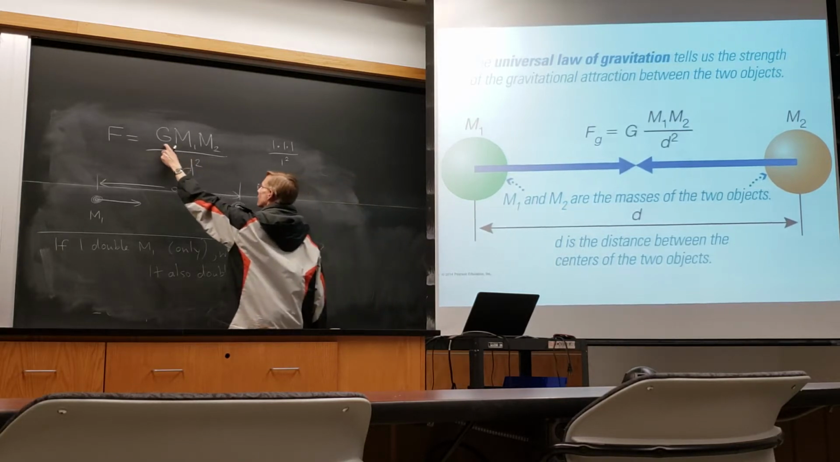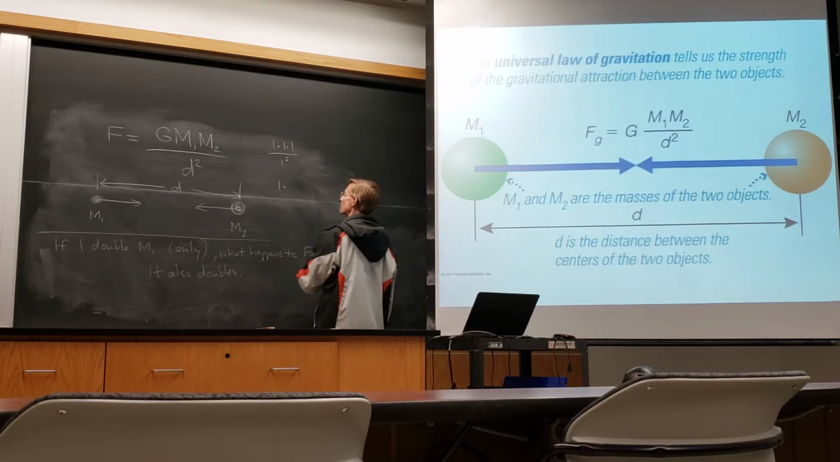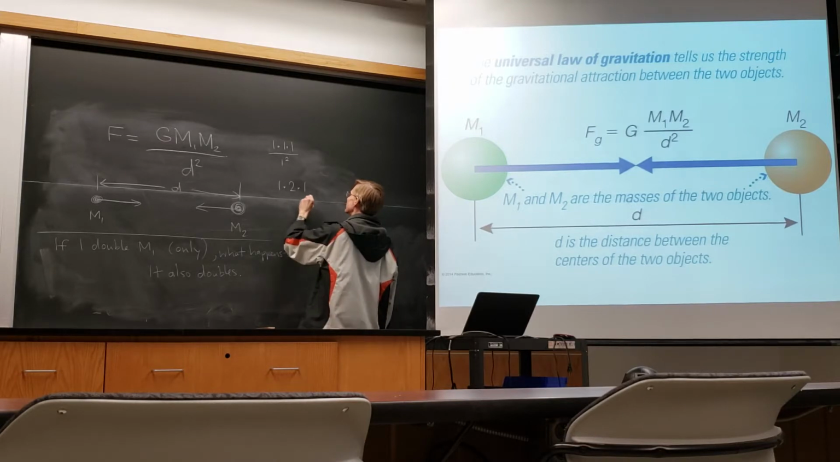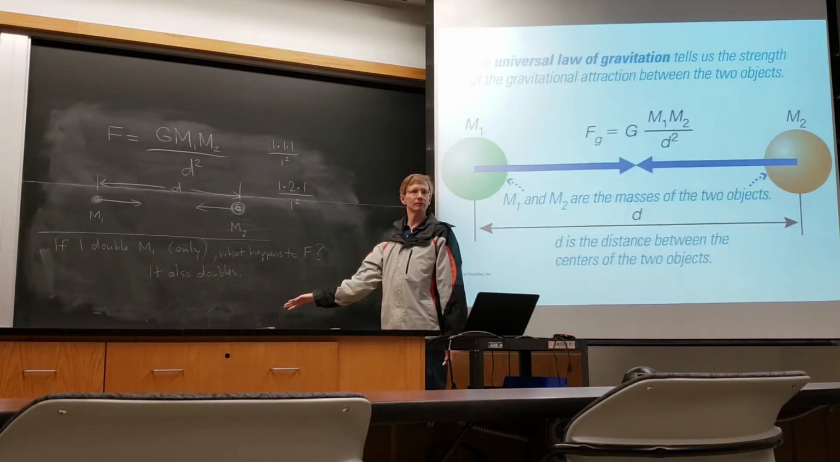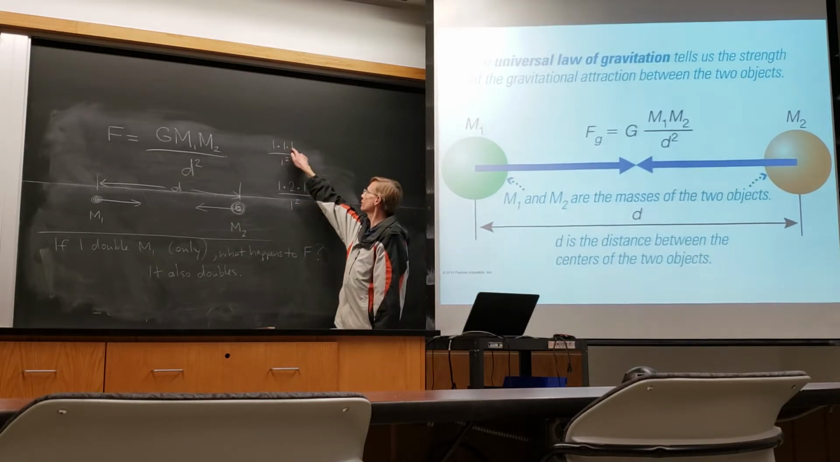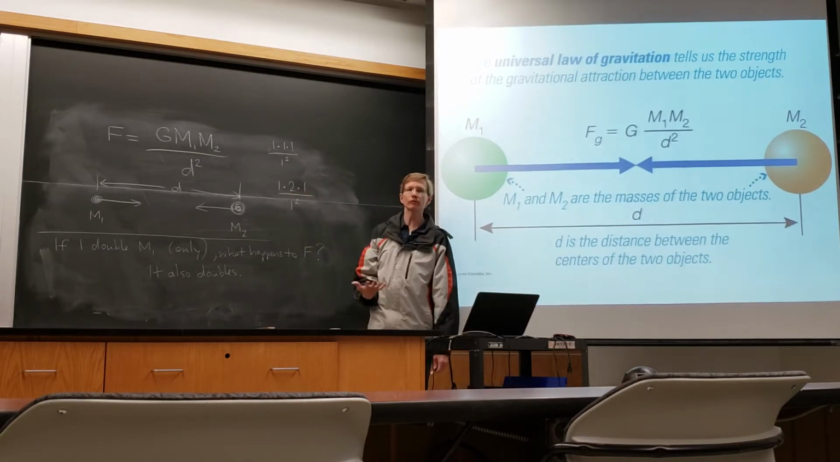What would G be if I don't change anything but M1? It'd still be 1. What would M1 be? 2. What would M2 be? 1. What would D squared be? 1 squared again. So what's the new force? 2. So it doubled. If all I do is double one of those quantities, M1 or M2, everything else stays the same, it just doubles the force.